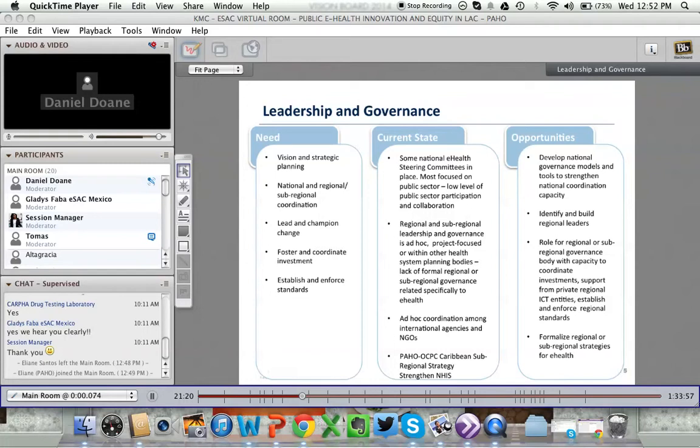And to be able to establish and enforce some of those standards at a regional level, so that in fact we can get to the point of interoperability and sharing information as well as systems across these sub-regions, and then to be able to actually formalize and enforce a plan or strategy that can be coordinated at the regional or sub-regional level.